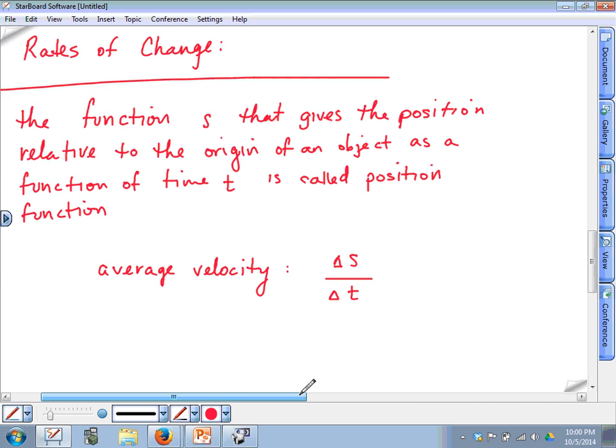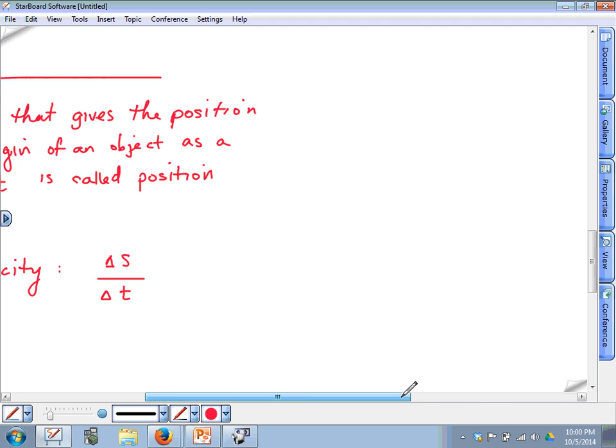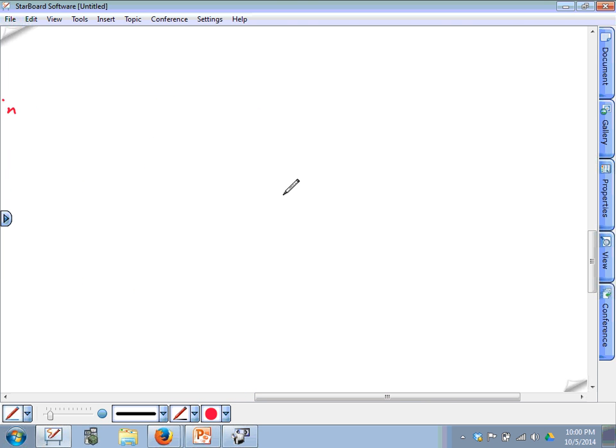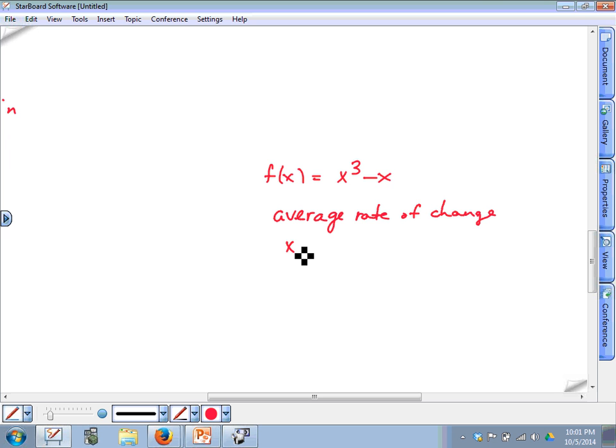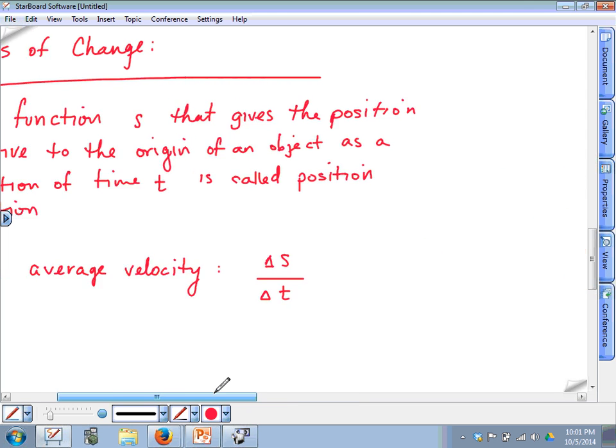So just to go back to last year in your pre-calc class, you might recall this. If not, it's not a huge deal, but if we had some function f of x equals x to the third minus x, and you were supposed to find the average rate of change between two x values, x1 equals 4, x2 equals 8, all that essentially boiled down to was the slope, f of x2 minus f of x1 over x2 minus x1. That's essentially what's happening here with the average velocity.